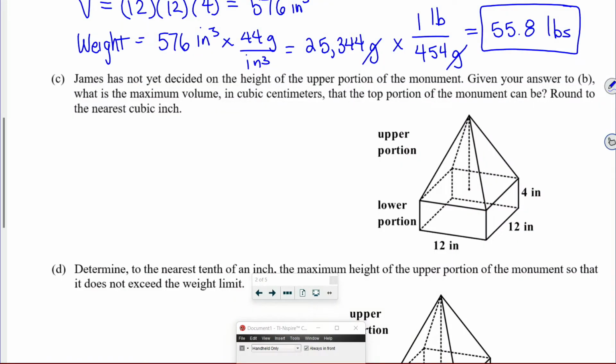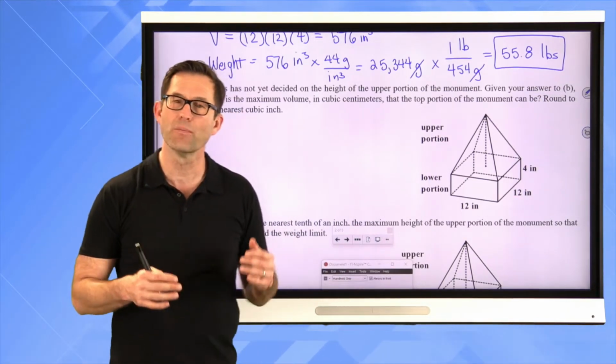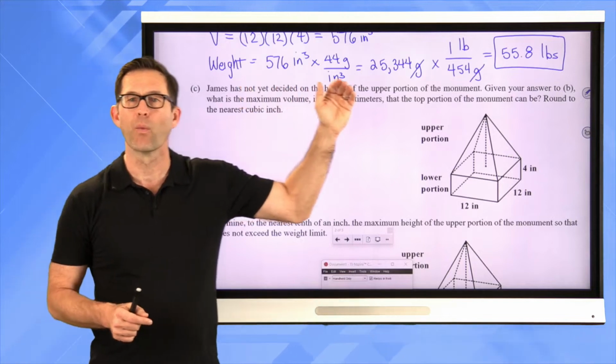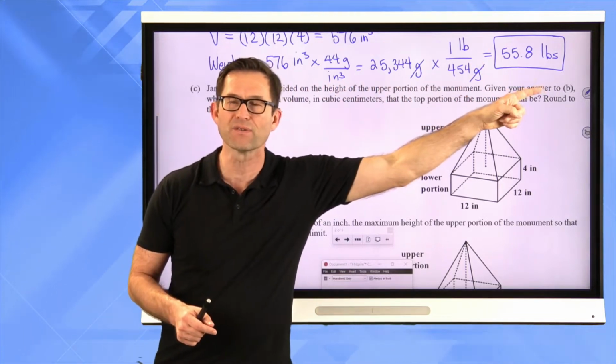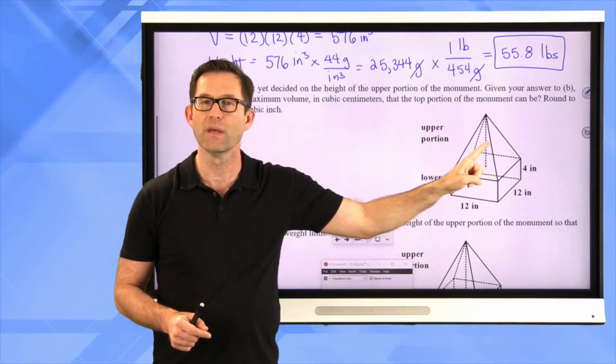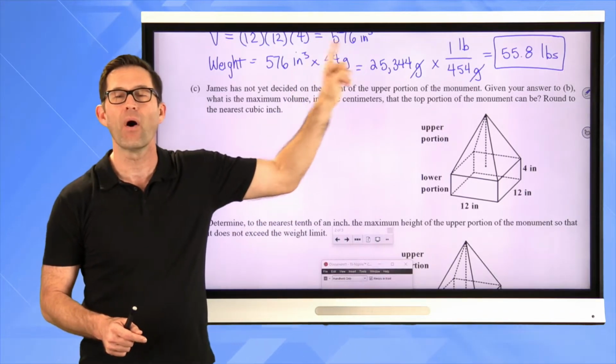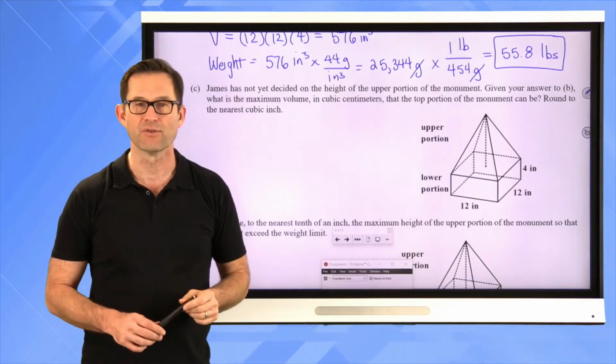James has not yet decided on the height of the upper portion of the monument. Given your answer to B, what is the maximum volume in cubic inches that the top of the monument can be? Round to the nearest cubic inch. So now we almost have to work our way backwards. Before, we had a volume and we worked our way up to its weight in pounds. Now we want to figure out what the weight in pounds can be of the upper portion and work our way backwards to figure out the volume in cubic inches.